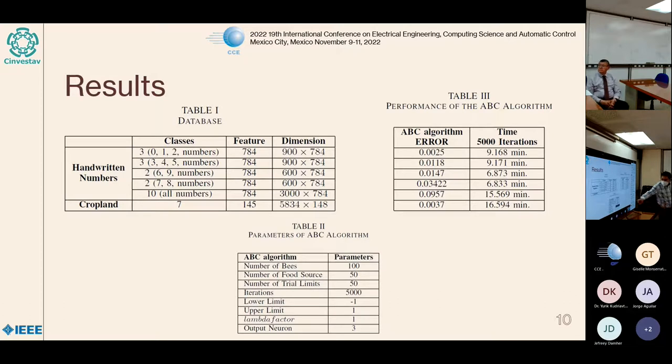In this case, 5,000 iterations is not a big number. It's a short number. For the ABC algorithm, the results come very, very quickly. This is the principal characteristic of this algorithm. Okay. Thank you.